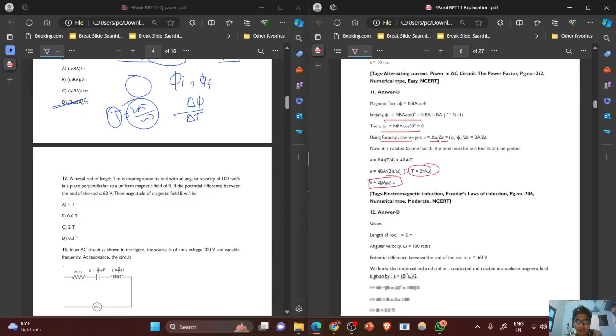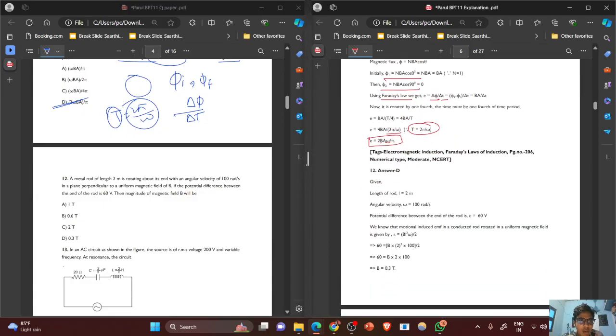Now moving to the next question. A metal rod of length 2 meters is rotating about its end with an angular velocity of 100 radian per second in a plane perpendicular to the uniform magnetic field B. If the potential difference between the ends of the rod is 60 volt, the magnitude of the magnetic field will be. It is asking about the magnitude of the magnetic field. Now moving to the solution, as you can see, the length of the rod is given, the angular velocity is given, and the potential difference at the ends is also given, 60 volt. It is asking about the magnitude of the magnetic field.